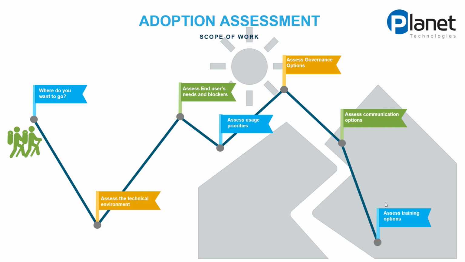Of course, again, that resistance to change can often lead to different types of blockers with your end users adopting. So we want to kind of check those out. And then, of course, build excitement and make those connections so that we can communicate to users the importance of change, how it will benefit them, and so on. We also want to make sure we're assessing usage priorities, governance options, communication options, and training options as well, so that all of our suggestions and our end plan makes the most sense for you.